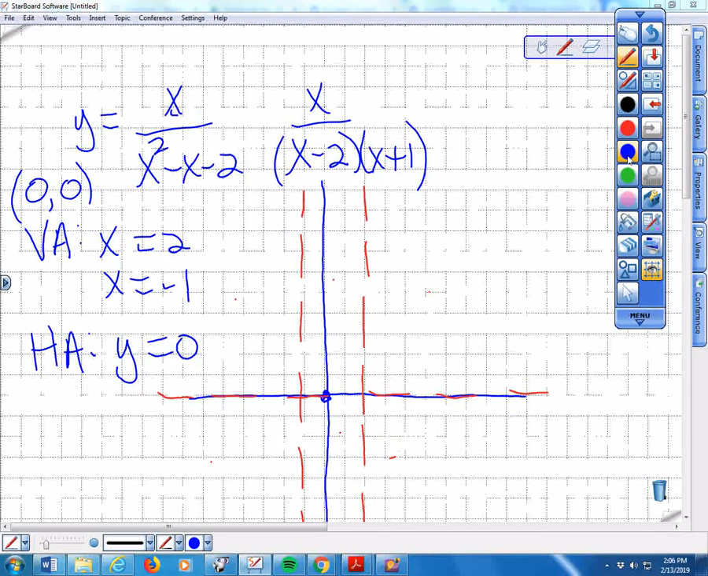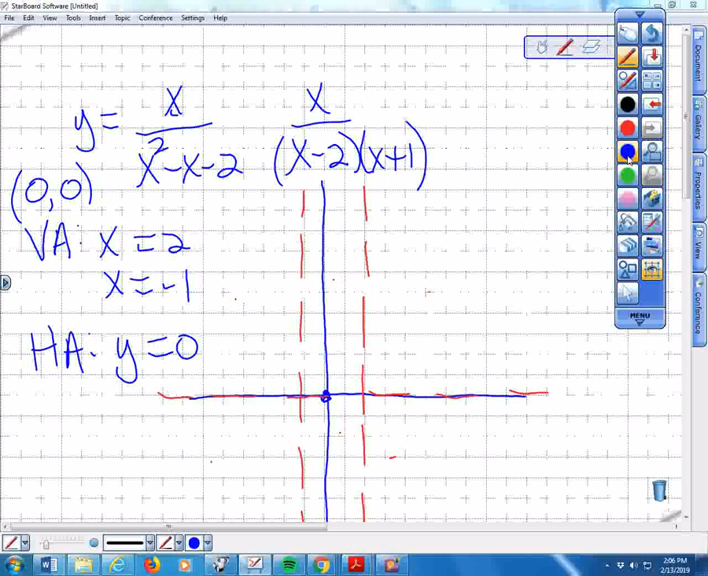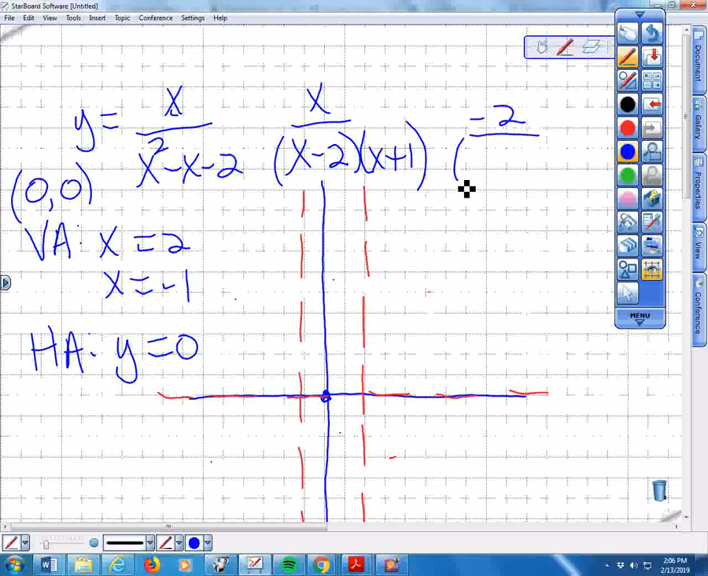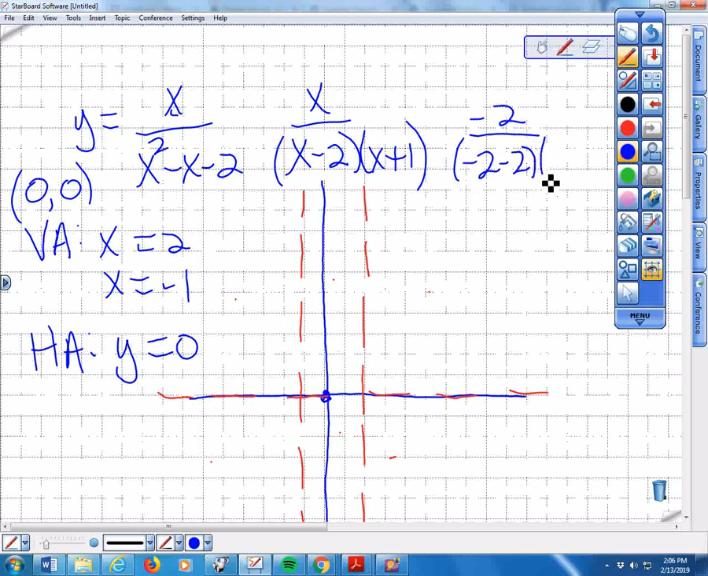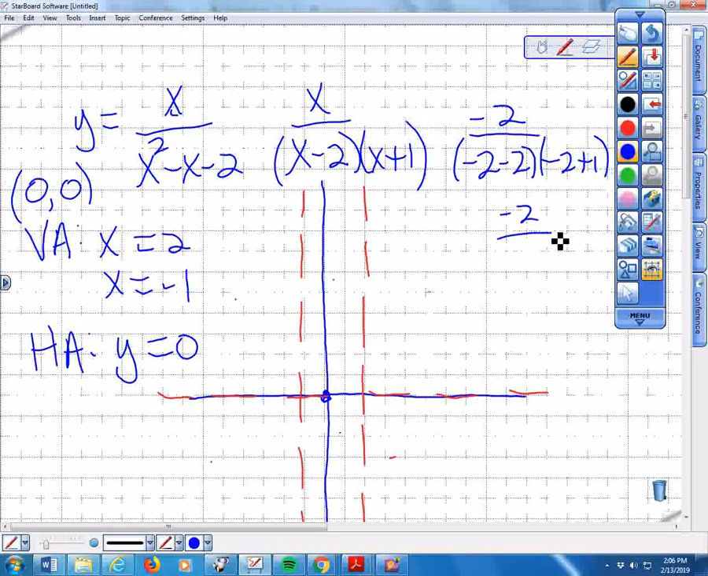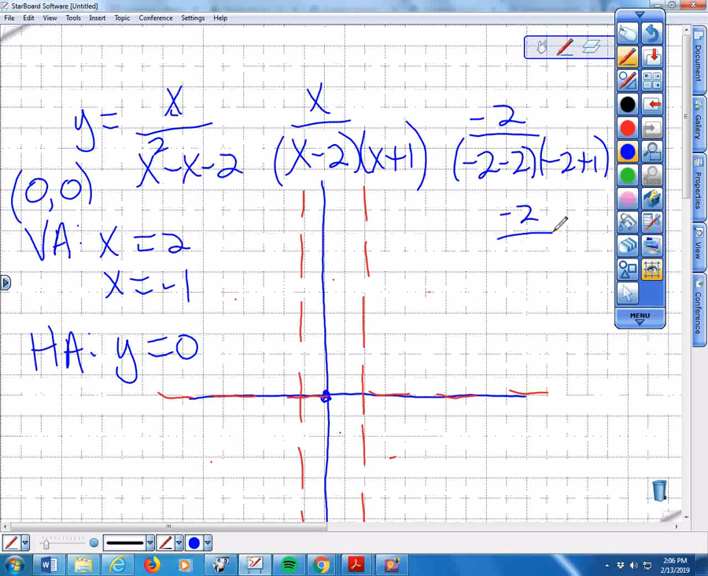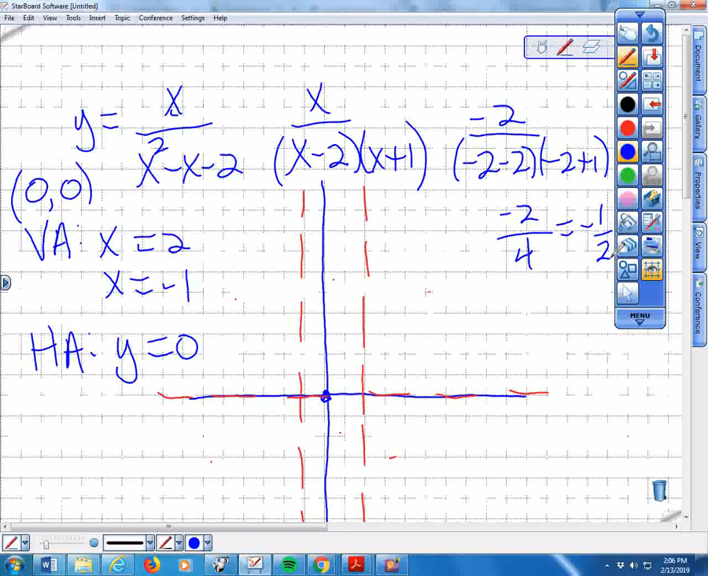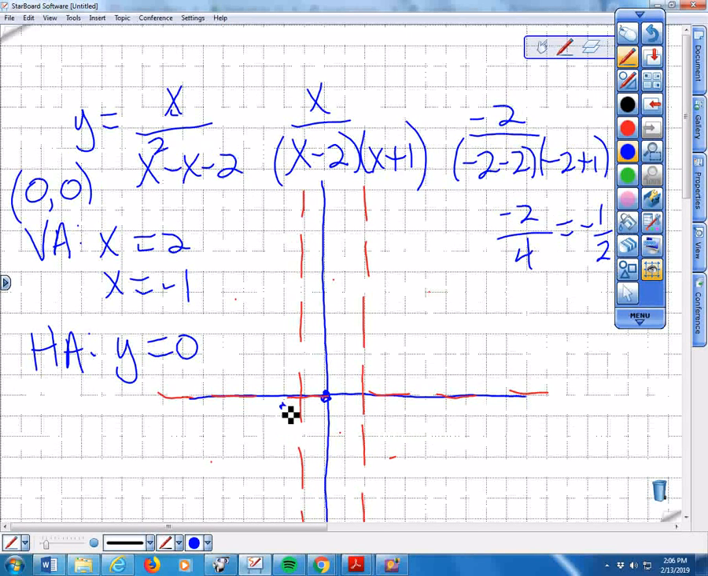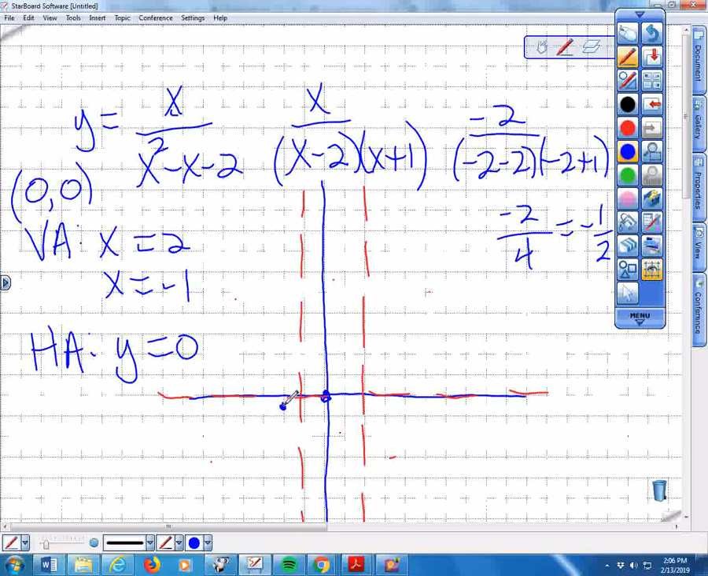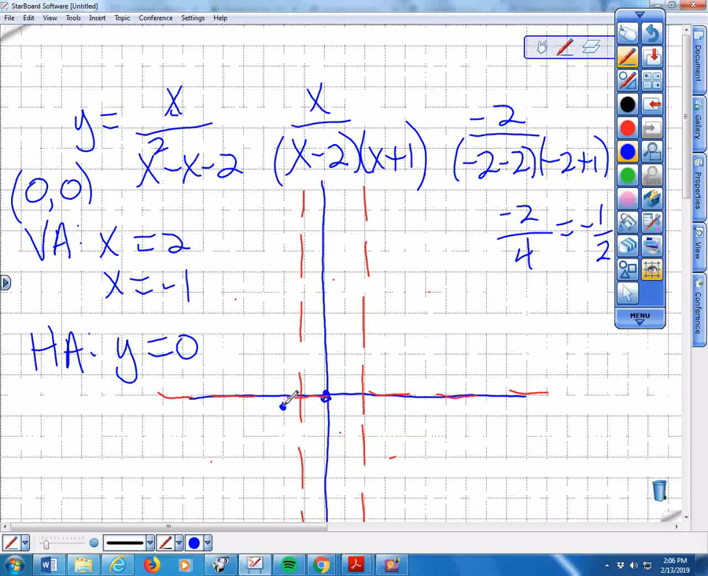So let's start with something from negative infinity to negative 1. So let's just say negative 2. Negative 2 over negative 2 minus 2 times negative 2 plus 1 is negative 2 over negative 4 times negative 1, which is just positive 4, so negative 1/2. So at negative 2, I've got a point that's going to sit right there. Even with that, that's enough to sketch it for me.